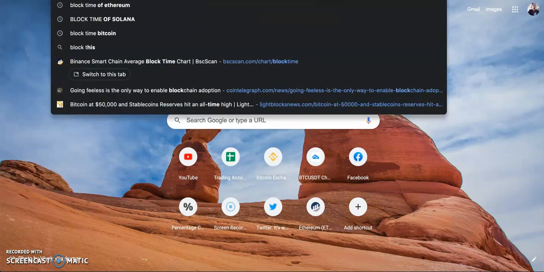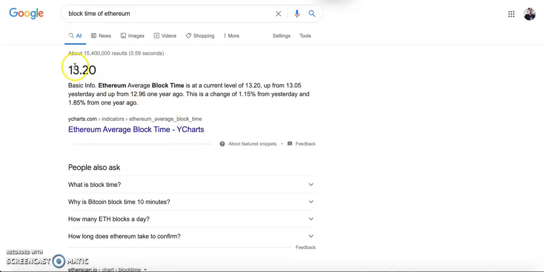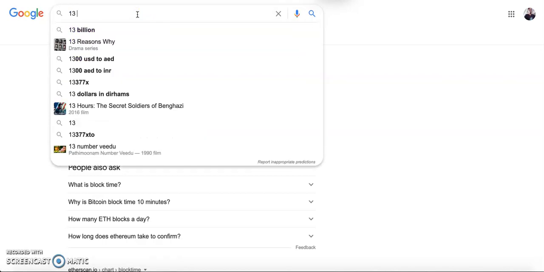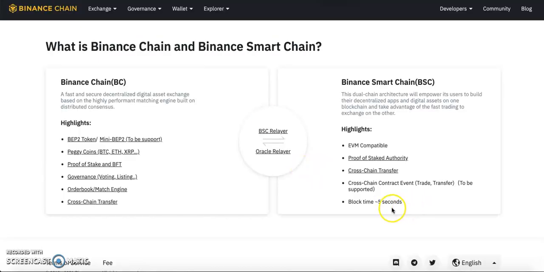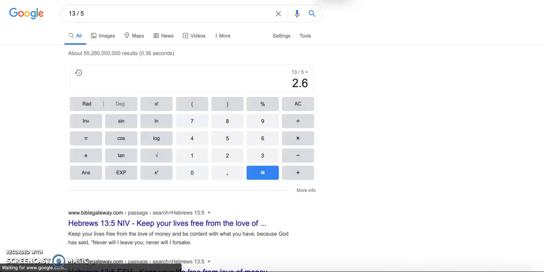Now I'm also teaching you how to do research. Block time of Ethereum is what? Approximately 15 seconds, right? But let's work with 13. Well, no, let's go worst case for Ethereum, 15 seconds. So, okay, let's work with what we've seen, 13 seconds. And the block time of Binance Smart Chain is what? 5 seconds. That means Binance Chain is just 2.6 times faster than Ethereum.